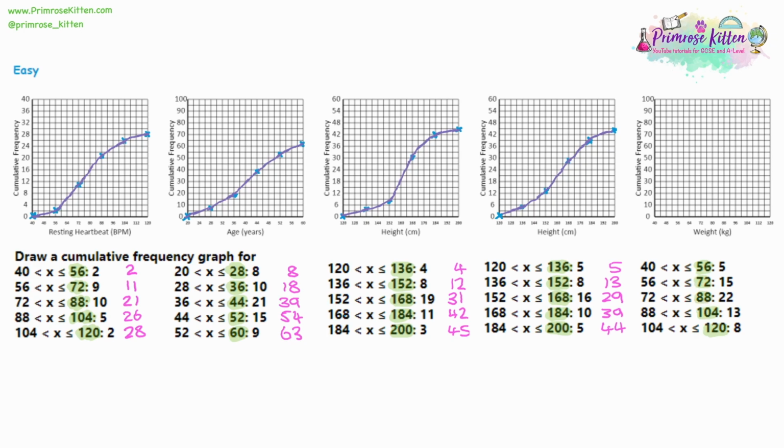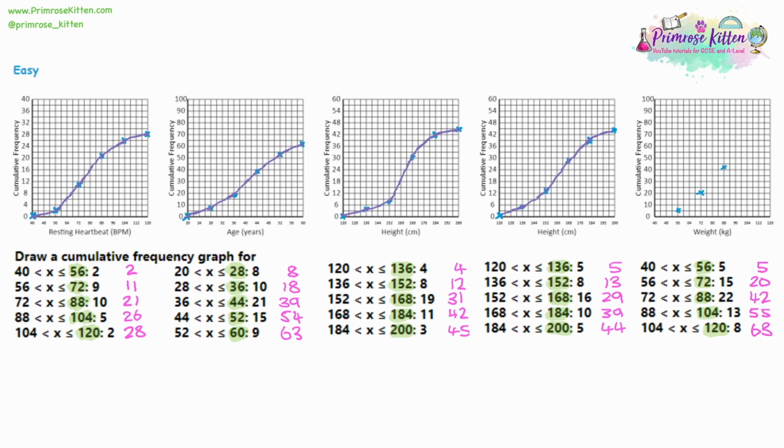This will be plotting. Calculate the cumulative frequency. Add on 5, 15, 22, 13, and 8. Then start to plot. So at 56, we're plotting 5. At 72, we're plotting 20. At 88, we're plotting 42.